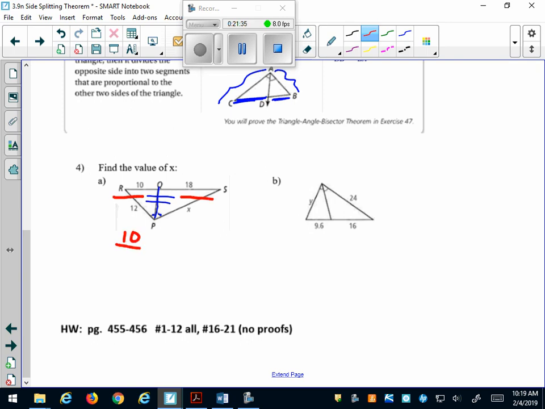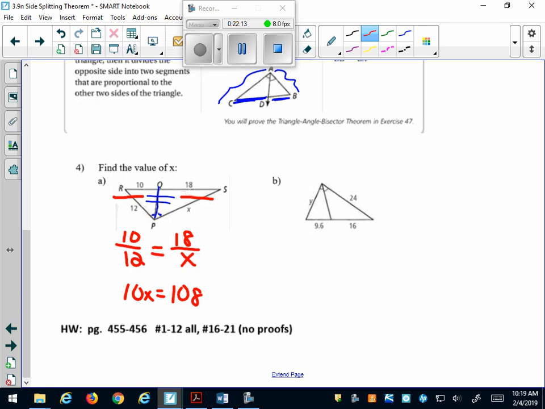10 over 12, 18 over x. So do you see how that equal sign, if you draw that equal sign right on the angle bisector, you might have to turn your paper if it's facing the other direction, but if you draw it right on the angle bisector so that bisector is going right through your equal sign, and then just create the proportion based on where the numbers are. 10x equals 12 times 18, which is 108.